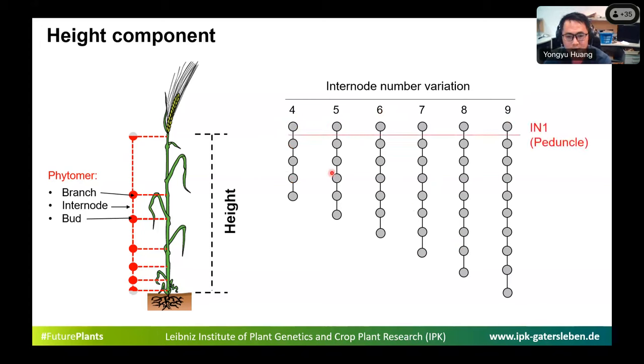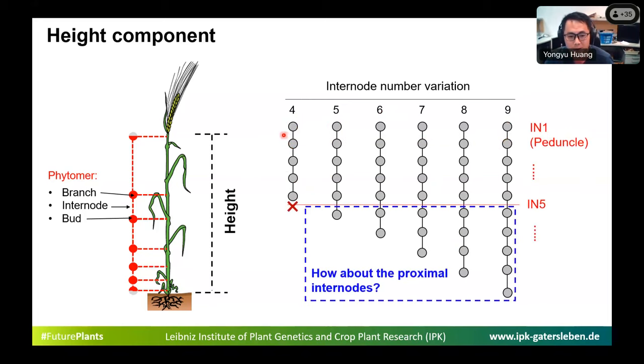And until now, people were only able to measure a few distal internodes, such as the peduncle, or maybe one or two more internodes and no more. And this raises one question: what about the proximal internodes? Because we were not able to compare the variations of these particular internodes across the natural population, because some genotypes may not have so many internodes.